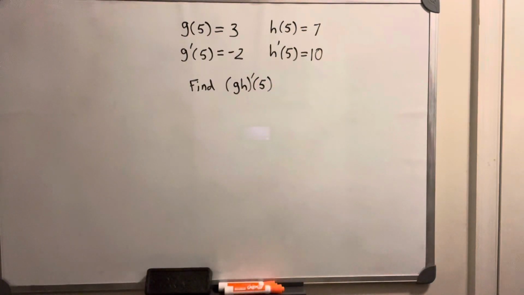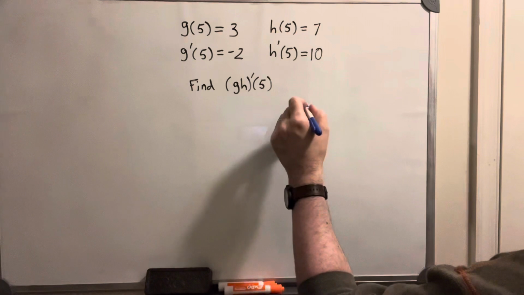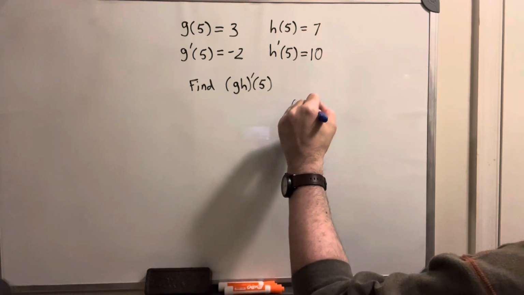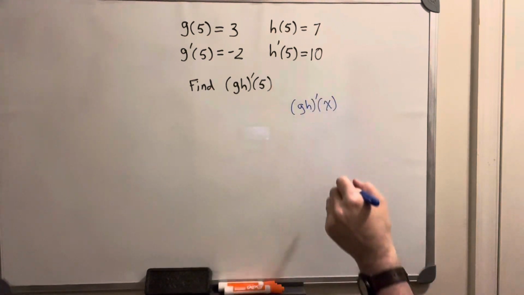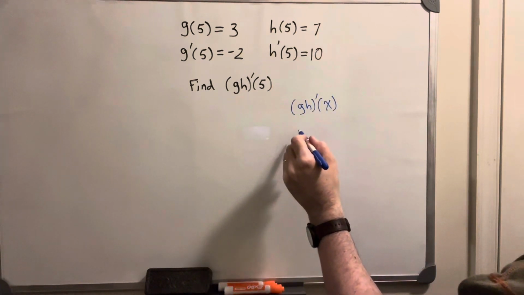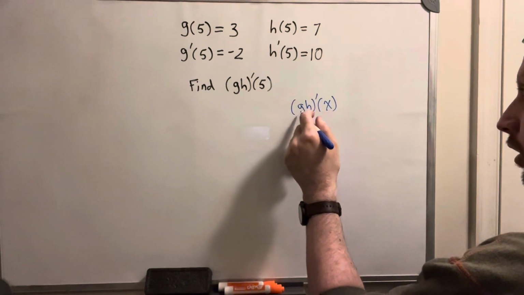This problem says g of 5 is 3 and g prime of 5 is negative 2. So we don't even know what these functions look like. We just know the values at 5 and the values of the derivatives at 5. Okay, h of 5 is 7 and h prime of 5 is 10. And what we want to know is gh prime of 5. So remembering the notation, what does this mean right here? Of any value, what is this notation equivalent to? This is a combination, this is a product of two functions.